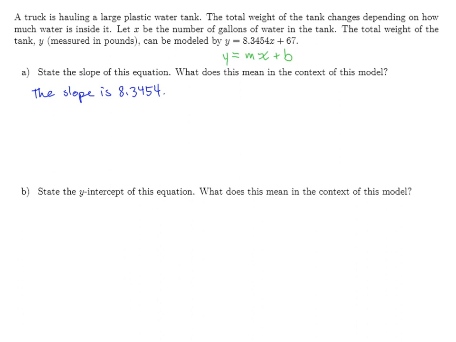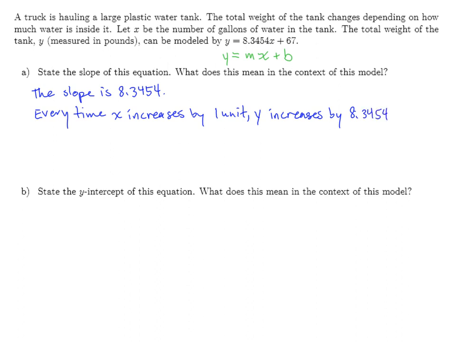And I'll just jot this down in my notes. Every time x increases by 1 unit, y increases by 8.3454 units. Now, I haven't included these units yet. I'm not quite ready to talk about the context of the model until I've got this increase part down. So every time x increases by 1 unit, y increases by 8.3454 units.